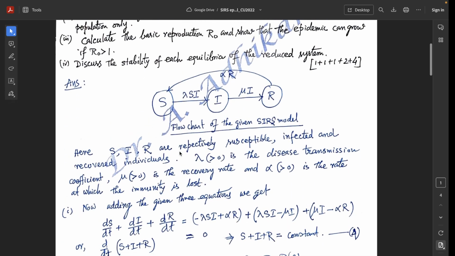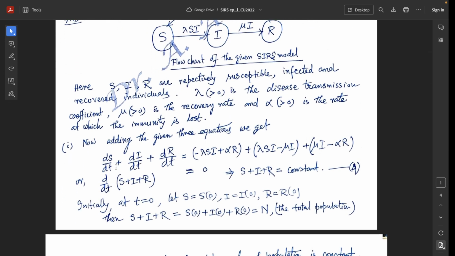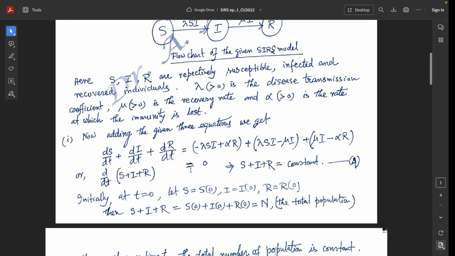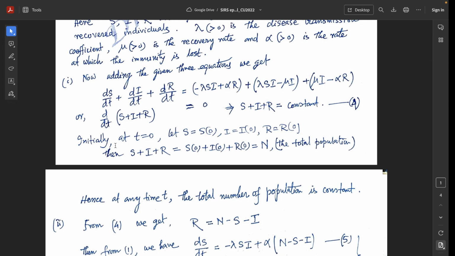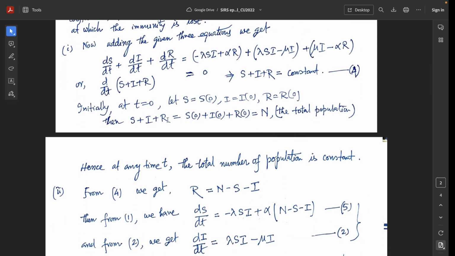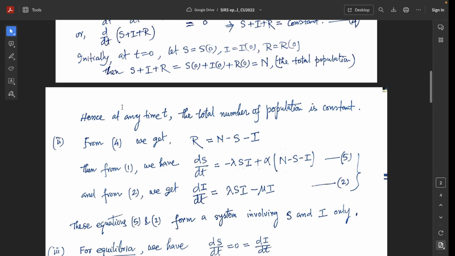Adding the given three equations, we get dS/dt plus dI/dt plus dR/dt equal to 0. So S plus I plus R equal to constant. Initially, at time t equal to 0, let S equal to S0, I equal to I0, R equal to R0. Then S plus I plus R equal to S0 plus I0 plus R0 equal to capital N, the total population. Hence, at any time t, the total population is always constant.